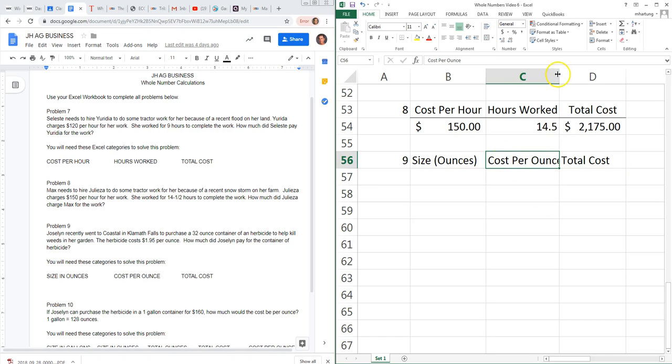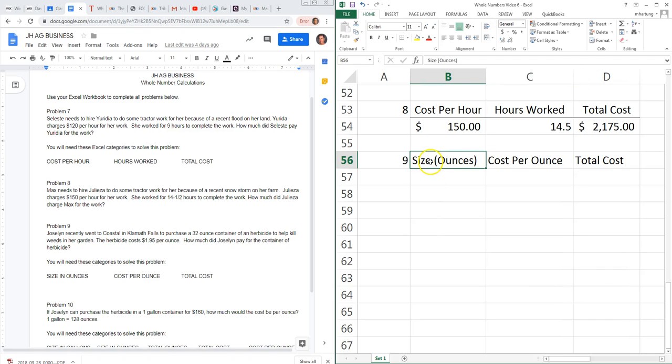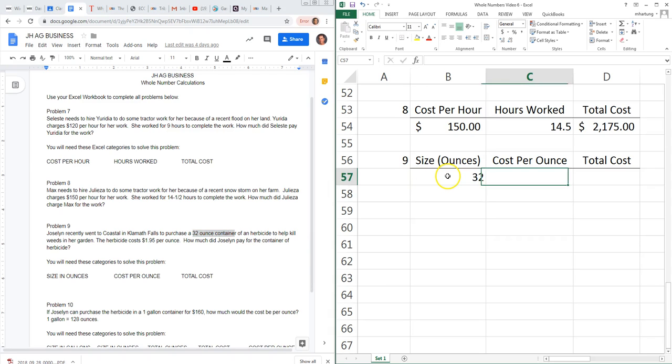I need to make column C a little bit wider. Place them in the center. Select them and put a border underneath them. Let's see what we can do here. 32-ounce container. 32. It costs $1.95 per ounce.